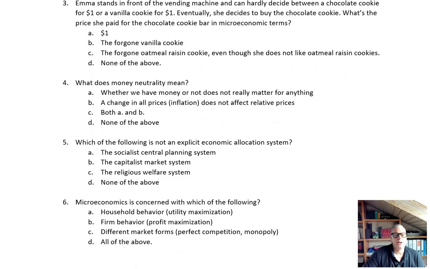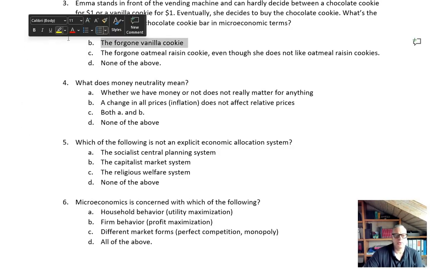Okay, question 3. Emma stands in front of the vending machine and can hardly decide between a chocolate cookie for $1 or a vanilla cookie for $1. Eventually she decides to buy the chocolate cookie. What's the price she paid for the chocolate cookie in microeconomic terms? Is this $1, or is it the foregone vanilla cookie, or is it the foregone oatmeal raisin cookie, even though she doesn't like oatmeal raisin cookies? And the answer is, it is the foregone vanilla cookie.